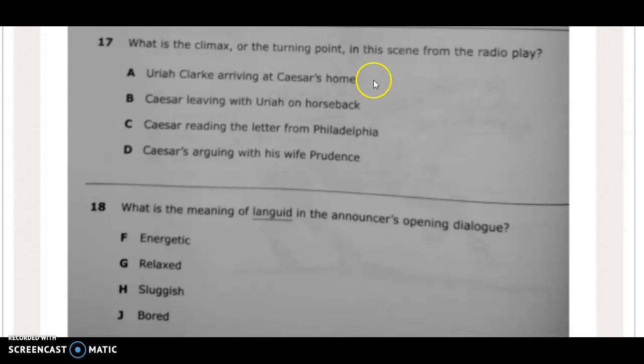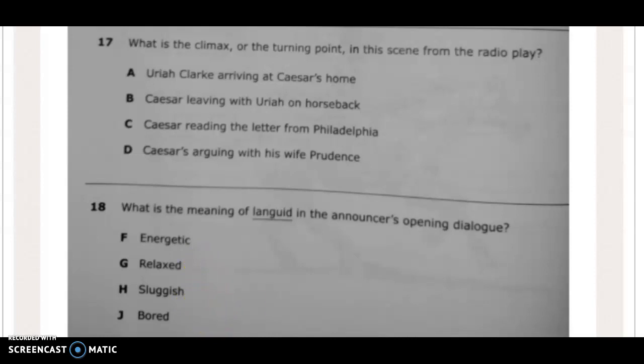Was it A, when Uriah Clark arrived at Caesar's home? B, Caesar leaving with Uriah on horseback? C, Caesar reading the letter from Philadelphia? Or D, Caesar arguing with his wife Prudence? The next question. What is the meaning of the word languid in the announcer's opening dialogue? Does languid mean F, energetic, G, relaxed, H, sluggish, or J, bored?